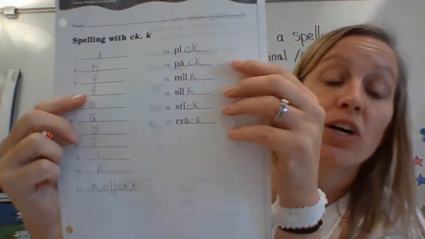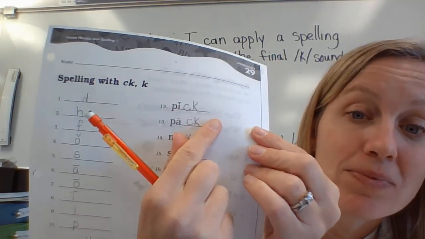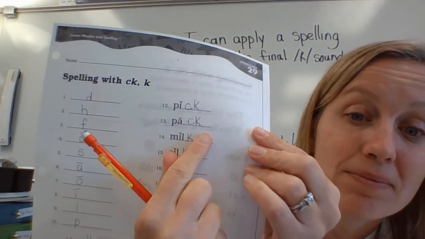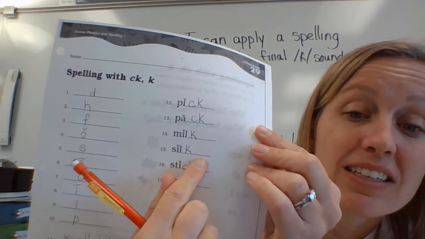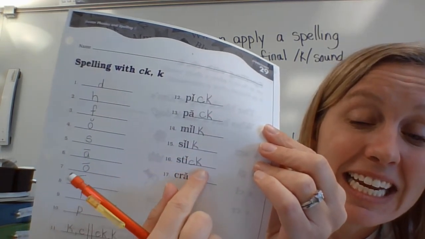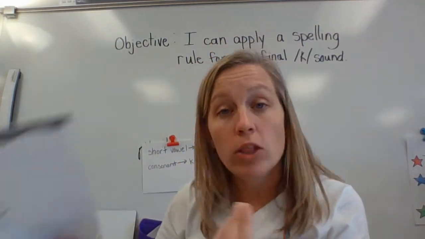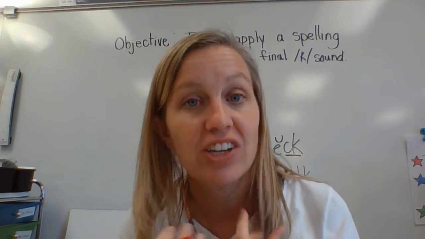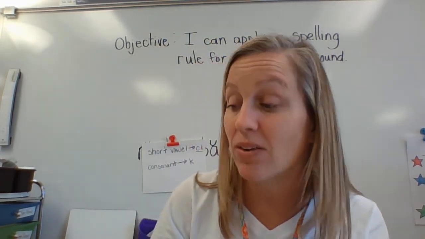Now, we're going to go back and review. Let's read our words fluently. I say, you say: pick, pack, milk, silk, stick, crack. Good. Not only do we want to be able to spell with the K sound, but we want to make sure we can always read words with the K sound as well.